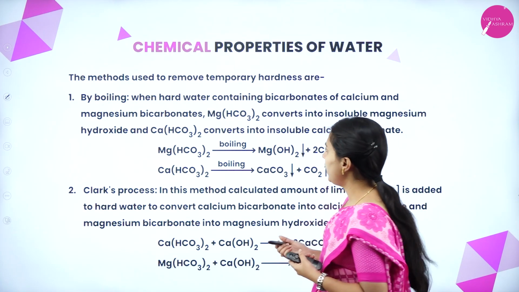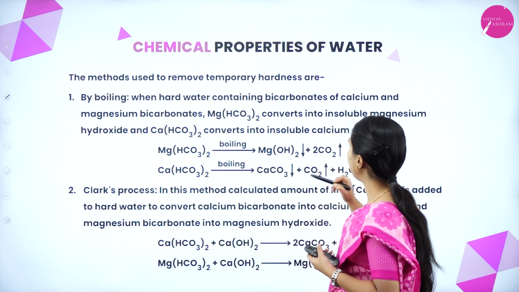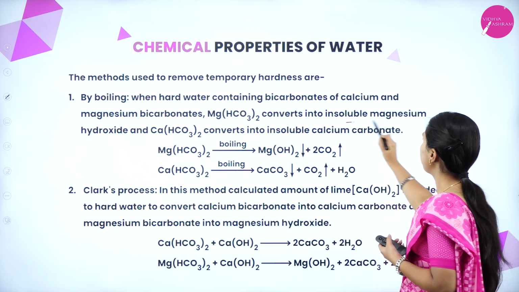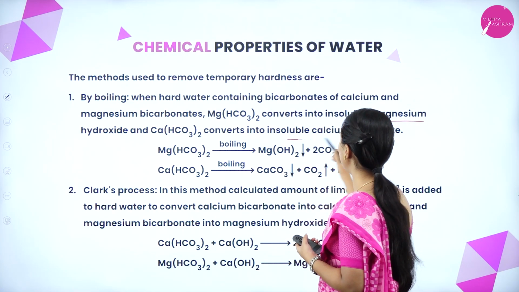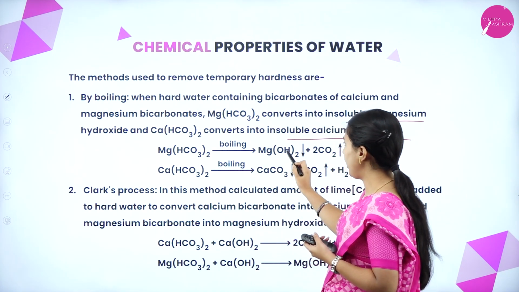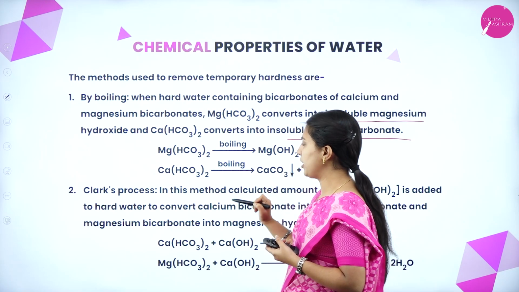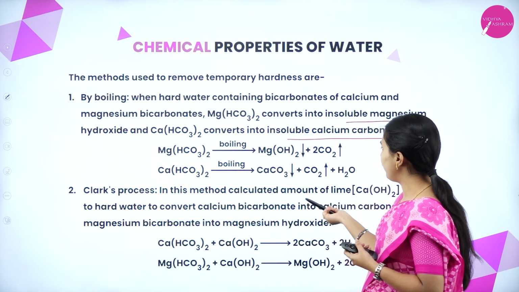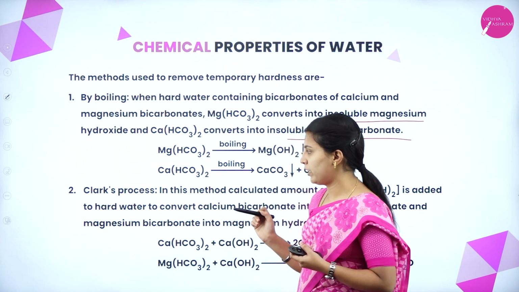How it will be removed, we will see. The method used to remove temporary hardness is boiling. When hard water containing bicarbonates of calcium and magnesium is boiled, magnesium bicarbonate converts into insoluble magnesium hydroxide and calcium bicarbonate converts into insoluble calcium carbonate. See, this is magnesium bicarbonate, on boiling, magnesium hydroxide forms and carbon dioxide will be liberated. That is insoluble magnesium hydroxide, and this is calcium bicarbonate, on boiling, calcium carbonate will form and also carbon dioxide with water. This is how it will be removed.